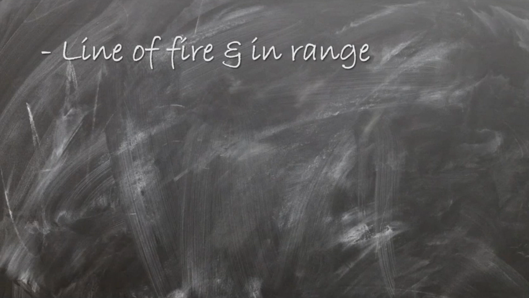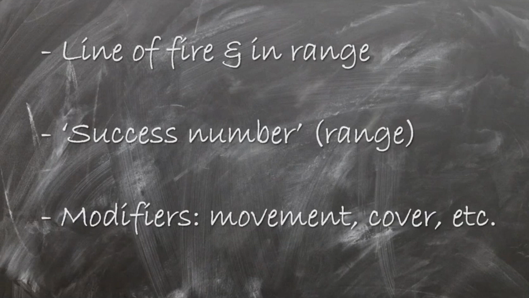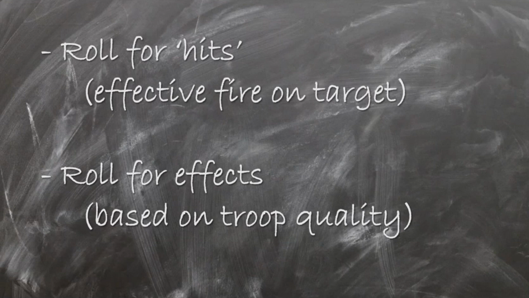Now, to be able to shoot at things, you need to be able to have line of fire, and obviously things have to be in range. Then what you do is, based on the range, you look up a success number to see whether or not you can hit. It's basically your to-hit roll. There can be some different modifiers there, which includes your movement and the cover that the enemy is in. And then you roll for hits on D10s. And basically, when you score a hit, that's effective fire on target. Now, whether or not you actually suffer an effect from that fire is based on the troop quality of the target. Better quality troops are good at avoiding the effects of fire.